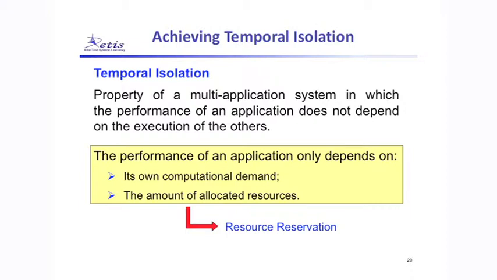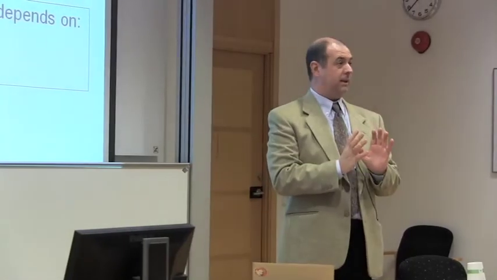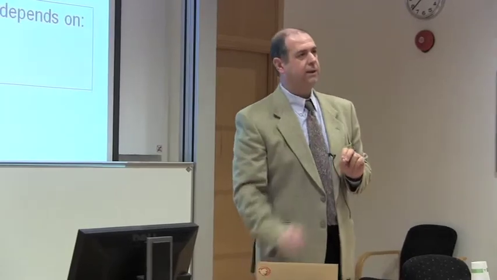The performance of an application only depends on two things: on the computational demand, basically the size of the activities, and on the amount of allocated resources. Of course, right? If I allocate a very powerful processor, it takes less. But it does not depend on the other applications. So this means that the interference is bounded. This is an essential concept to simplify the analysis of very complex systems.